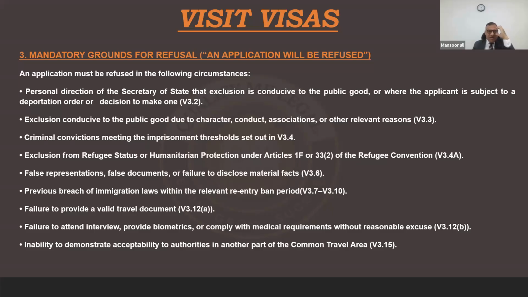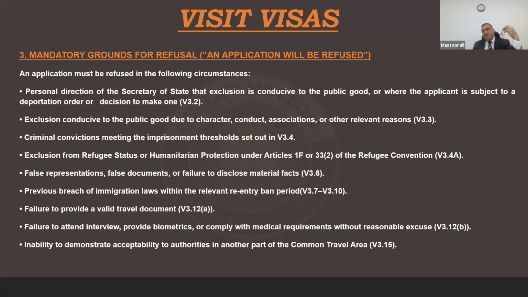categorically, because if your client's application is falling under a mandatory ground for refusal, the Home Office will straight away refuse your application. What are mandatory grounds of refusal? First thing is about the public good. If there was any deportation order. Second is criminal conviction. Then if you made any false or previous misrepresentations, or there are a number of mandatory grounds for refusal which you can foresee on the screen. If there was an exclusion from refugee status, these are the mandatory grounds for refusal.